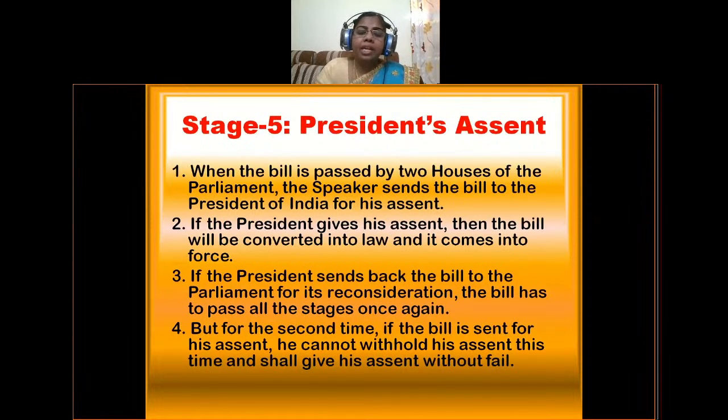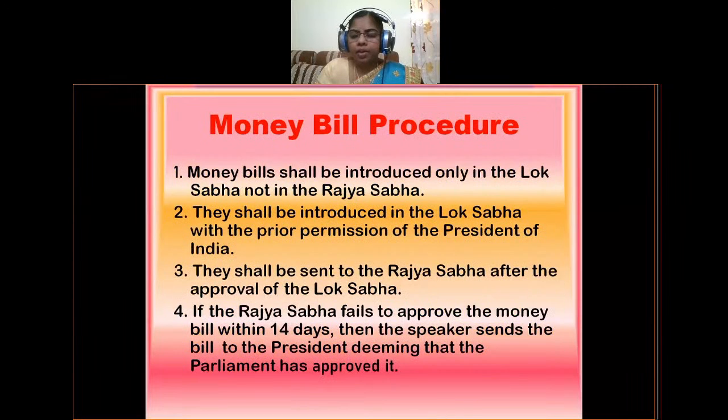But if the bill is sent a second time for his assent, he cannot withhold his assent this time and shall give his assent without fail. That means the president can send back the bill only once. If the same bill is sent a second time, he has to put his signature. He has to give his assent. That means he can stop it only once. So this is the lawmaking procedure for an ordinary bill.